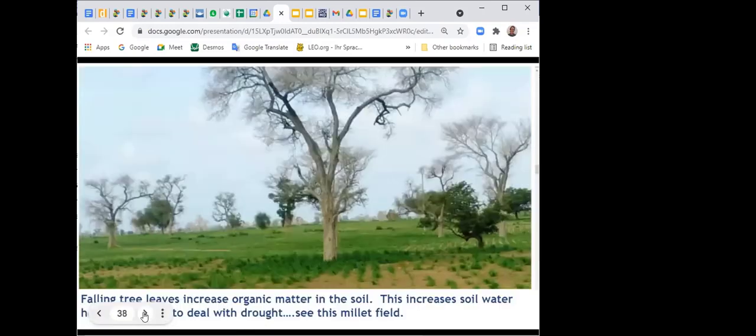And of course, the trees also leave mulch from the falling leaves, and that improves the soil underneath the canopy of the trees. So that also improves the water retention of the soil.